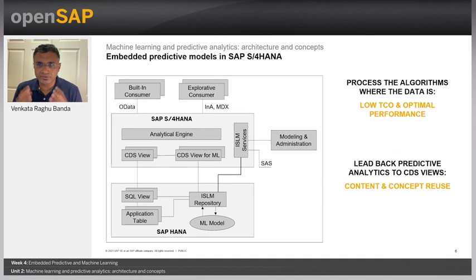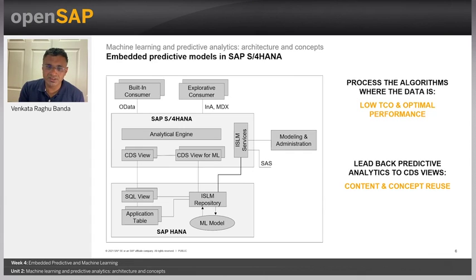So now let us continue further and look a bit more into how these embedded predictive models in the context of SAP S4HANA would look and would work. So here what you see is that on the bottom layer, you have your SAP HANA database or your SAP HANA layer. There you have your application tables. And on top of your application tables, you have the SQL views, which are generated. And then you have your ISLM repository, which is your Intelligent Scenario Lifecycle Management. We talk about this in the next unit at length. And then your ML models are created here.